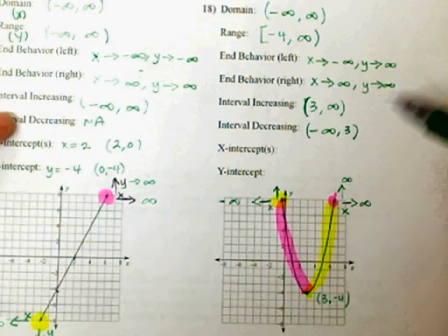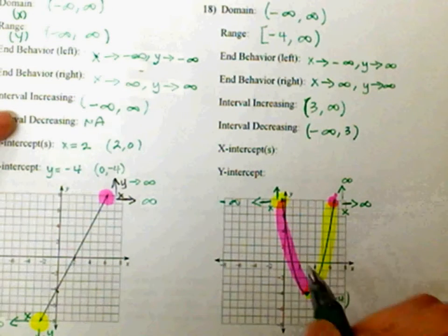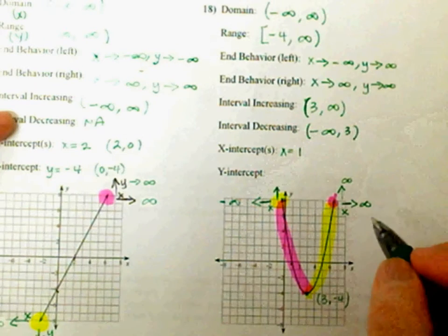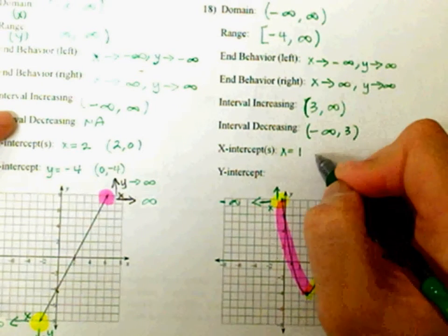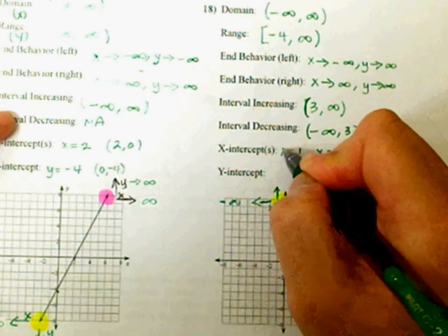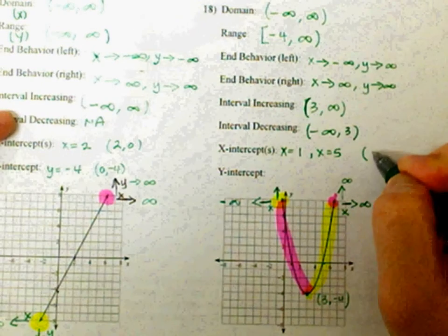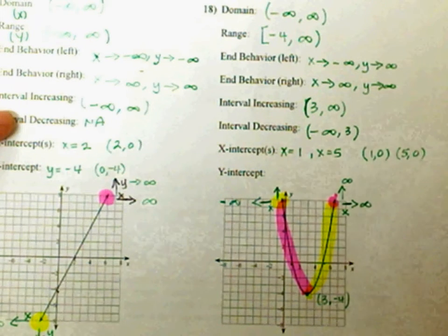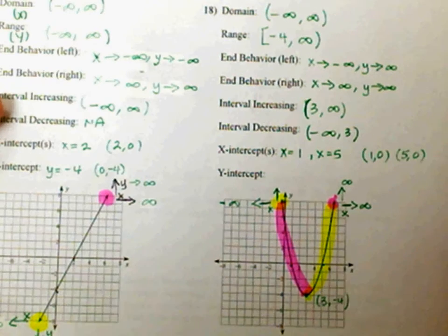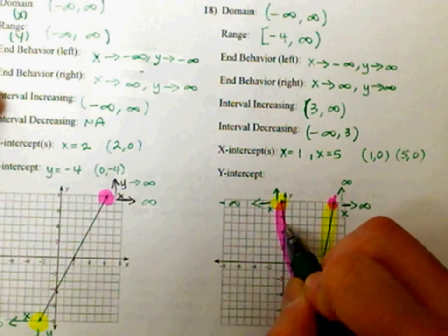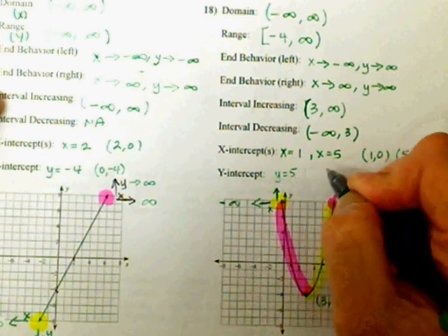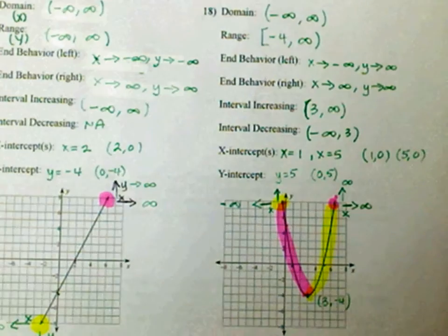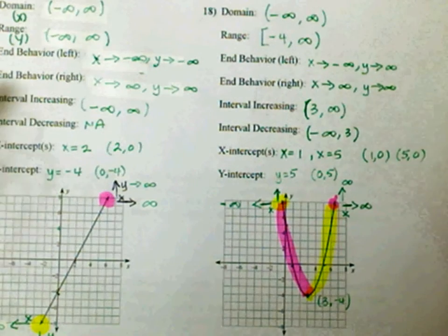Your x-intercept, where are you crossing the x-axis? I'm crossing right here at 1. So x is equal to 1. I'm also crossing at 5, so x is equal to 5. Or you can write it as ordered pairs, (1, 0) and (5, 0). Your y-intercept, where are you crossing the y-axis? Right here at 5. So y is equal to 5, or you can write it as (0, 5). Your choice. And there you have your characteristics of two different graphs.